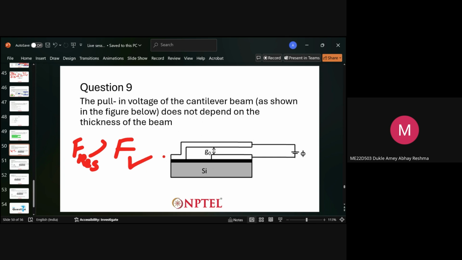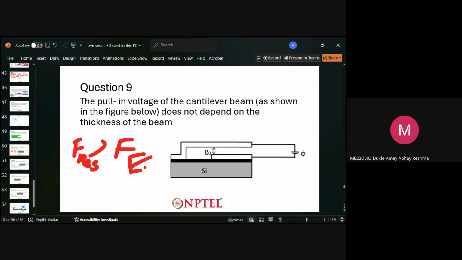Basically, the electrostatic force is trying to pull the plates together, since the two plates have opposite charges. When the charge between them increases, obviously the unlike charges try to attract each other. Now for the plate to be in equilibrium, the restoring force, that is the spring type of energy that depends on the stiffness of the cantilever beam, has to be more than the electrostatic force. So do you think the pull-in voltage does not depend on the thickness of the beam? Is it true or false?